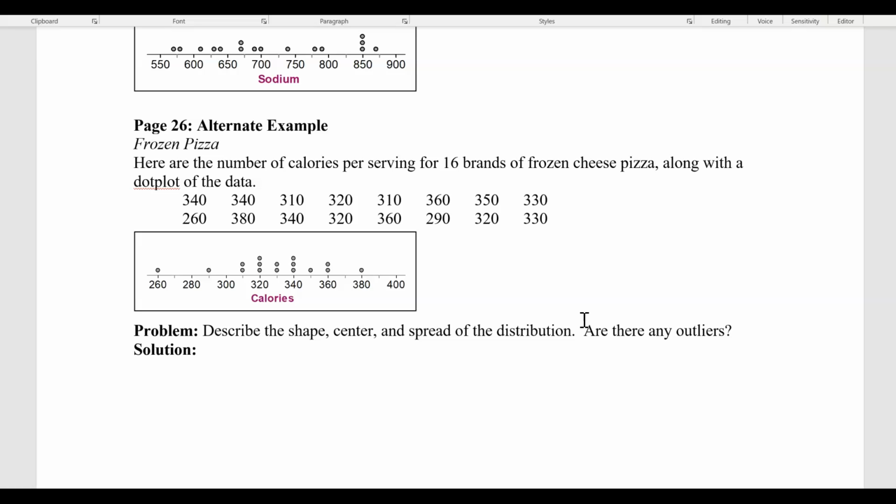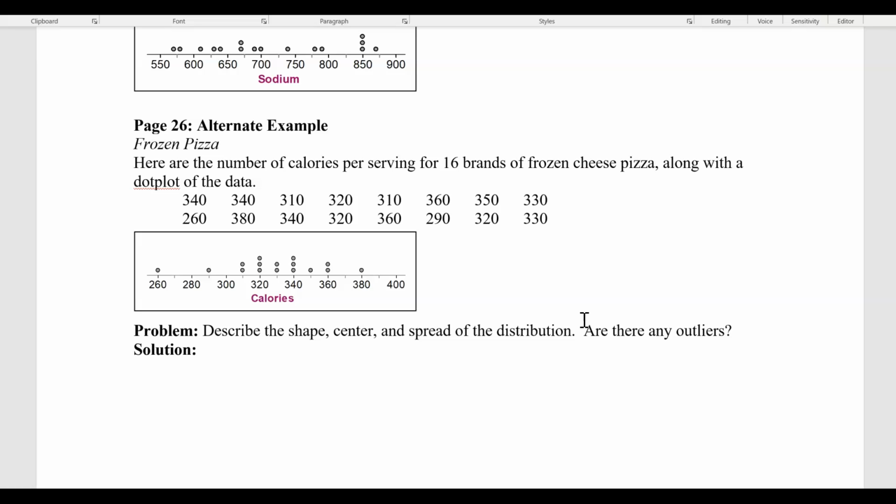So when we think about shape here, if you looked at your slides, the shape here is roughly symmetric. Remember, if you have a long tail to the left, or a number that falls really, really small, we say that that's a skewed left distribution. Or a number that falls really far to the right, that's a skewed right distribution, or if there's a long tail in either direction. And I'll give you another tool that I think might be even more helpful to analyze the shape than a dot plot.